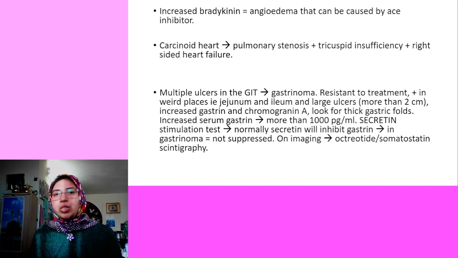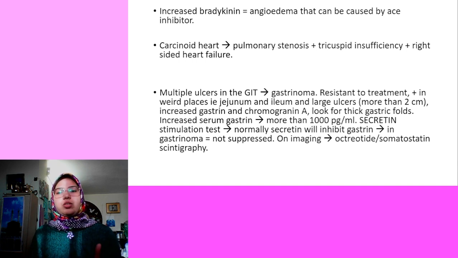Multiple ulcers in the GIT, that is a buzzword for gastrinoma. You want a case of somebody who is resistant to treatment. They're trying everything and they keep having symptoms of ulcers, plus ulcers in weird places, like we said, jejunum and ileum, and large ulcers, more than 2 centimeters. What are you going to find?